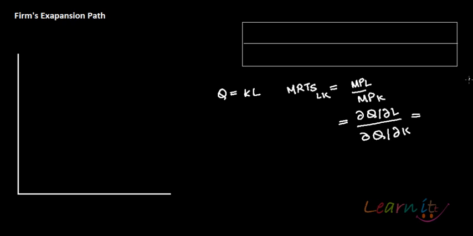That would be minus del Q by del L, which is minus K by L. Right now there is no need for the minus. Suppose W is the wage rate, R is the rental rate of capital. So your cost minimizing input combination would be at a point where W by R is equal to K by L.